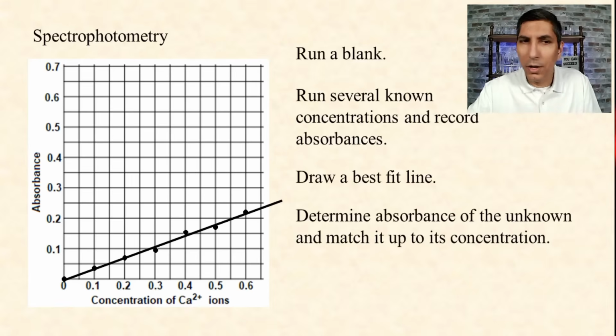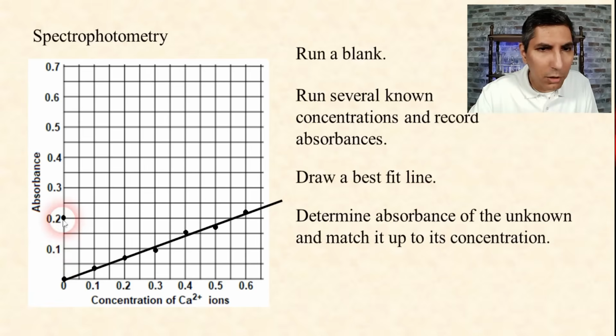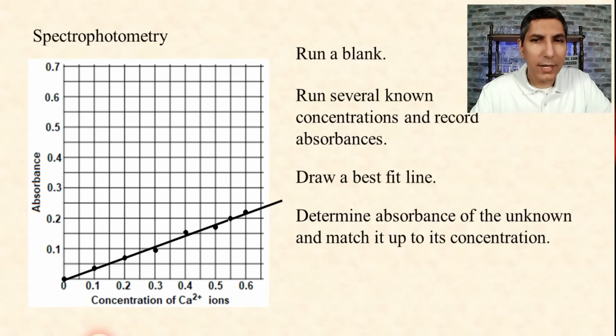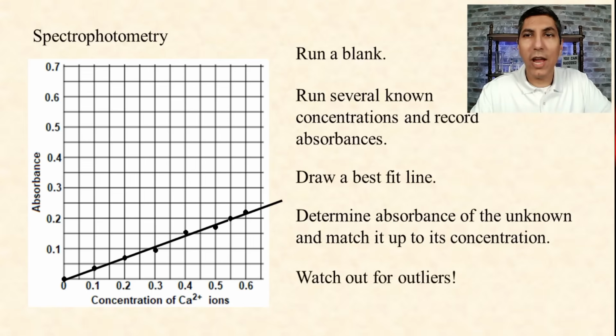So if we run the unknown, maybe it has an absorbance of right here about 0.20. So we just line that up to the best fit line, right like this, and we drop down and we can see that the concentration of the unknown seems to be right around 0.55 moles per liter. So that would be our concentration of the unknown. Very simple, basically just being able to read a graph as you do that. Now, a couple of things that sometimes they do throw at you, especially on the multiple choice section. Watch out for outliers. And so they like to ask these questions.